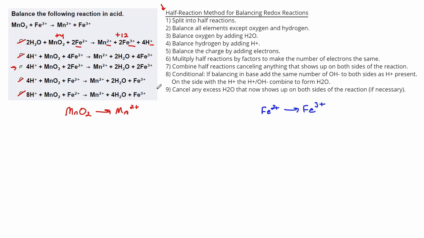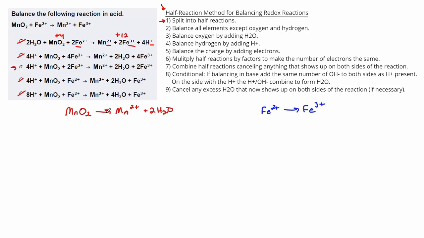So let's go ahead and balance this. We got it split up into half reactions, step 1. First half reaction here, balance all elements except oxygen and hydrogen, while the manganeses are balanced. So rule number 3 says balance the oxygens by adding water. In this case, I need 2 more oxygens on this side, so I'll add 2 water molecules.